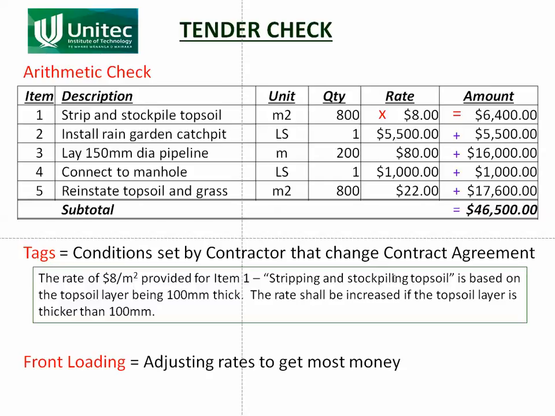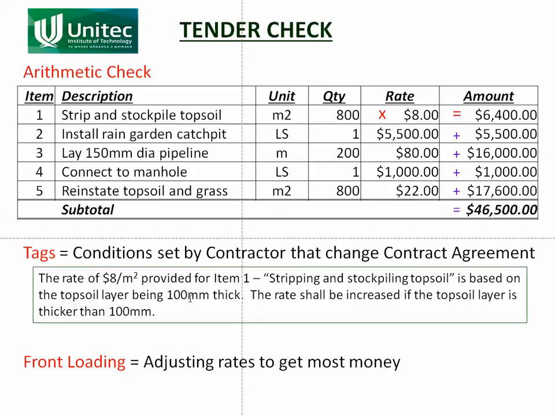that thing offered there, is based on the topsoil layer being 100 mils thick. If the topsoil layer is actually thicker than 100 mils, then that rate will increase. So the tenderer has looked at this and said, there's a risk that I'll be removing more topsoil than what I thought I would, and I want to be paid for it. If he didn't do that, then he could be removing 200 millimeters thick of topsoil and still being paid the same amount. So he could be removing twice as much topsoil and still being paid the same.